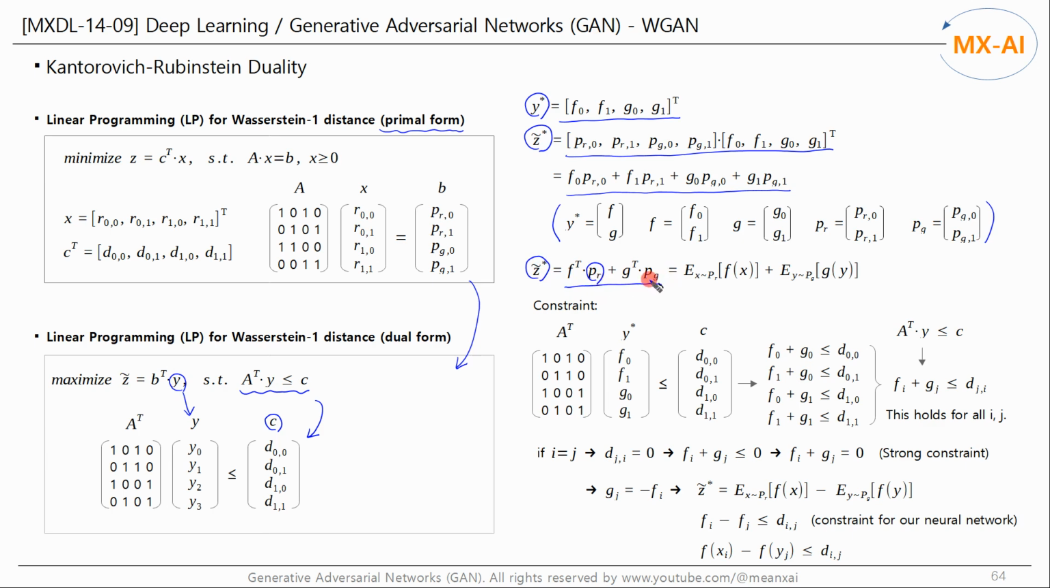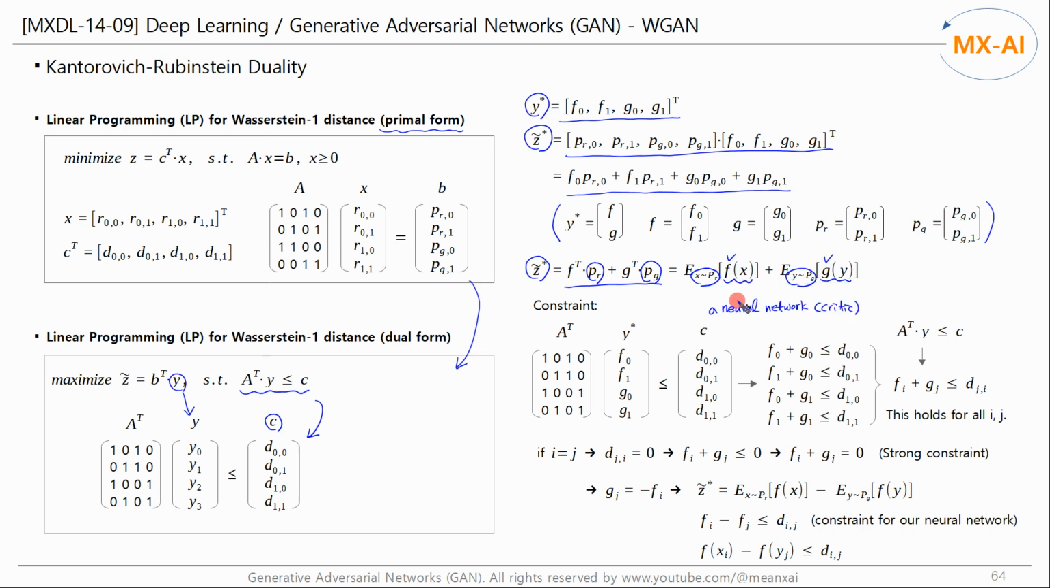Since PR and PG are probability distributions, this can be expressed like this, using the expected values. The x in the first term comes from PR, and the y in the second term comes from PG. The functions f of x and g of y are the optimal solutions to this dual form. But we are not trying to find the functions f and g.